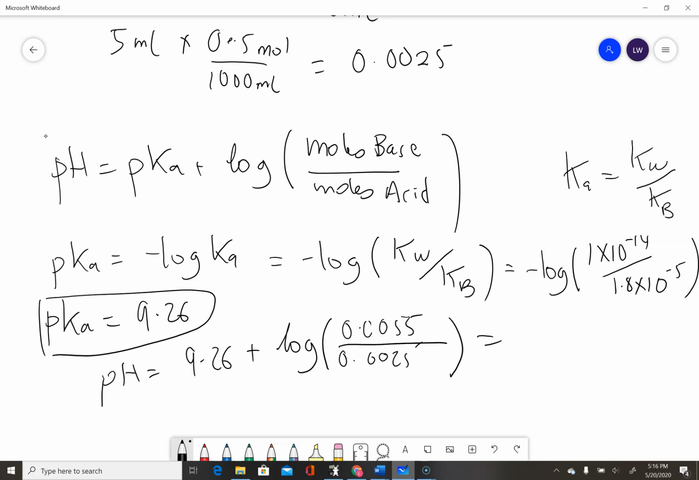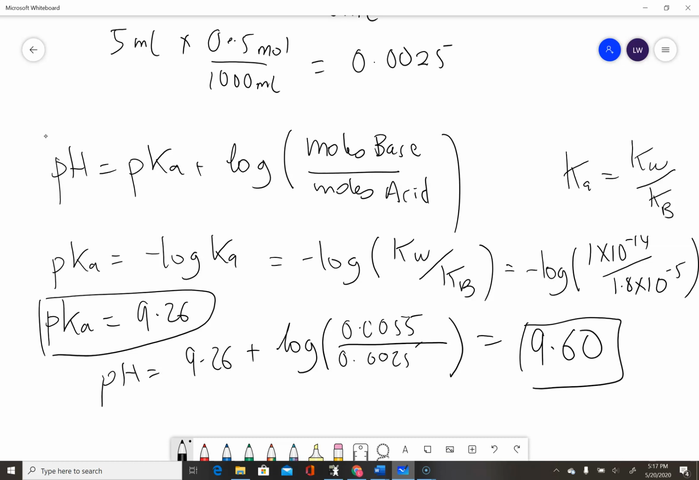Make sure we get everything copied down correctly, and then that should give us our pH. So let's see what we get. The answer from previous plus log of 0.0055 divided by 0.0025, and we end up with 9.60.